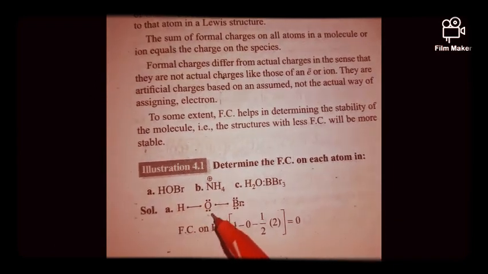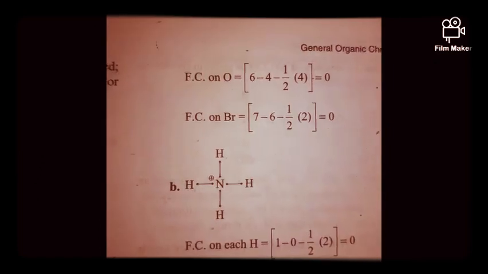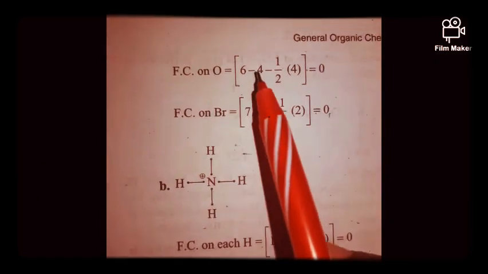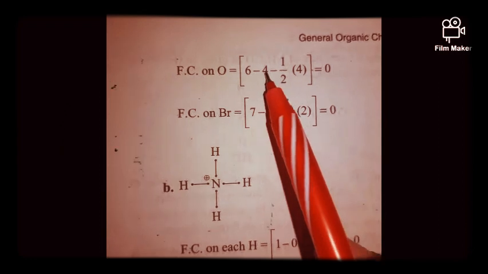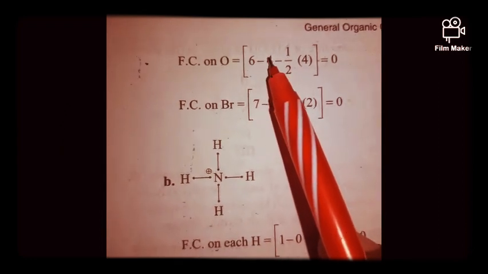Now let us find it for the oxygen. Oxygen belongs to the sixth group, so 6 minus. Next, non-bonding electrons.